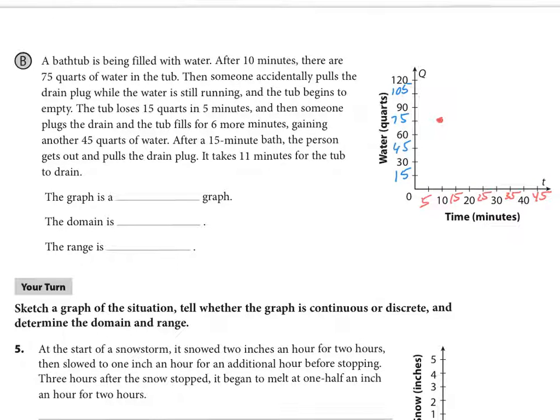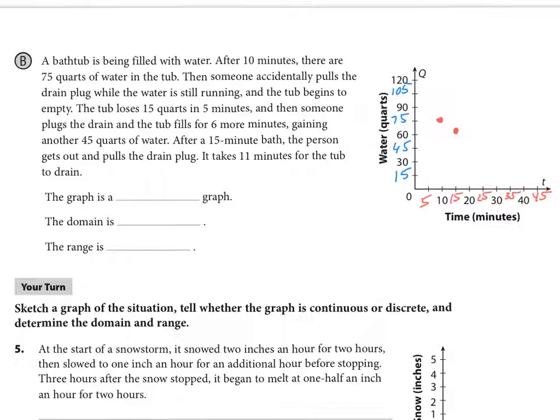Okay, next thing. I read the next sentence. Someone accidentally pulls the drain plug while the water is still running and the tub begins to empty. The tub loses 15 quarts in 5 minutes. So I need to represent that with a point. So I go back to the graph. I was at 10 minutes. 5 minutes later, which puts me at 15 minutes, I have lost 15 quarts. So what's that mean about my point now? It goes from 75 to where? Down to 60. Very good. So I put a point here.